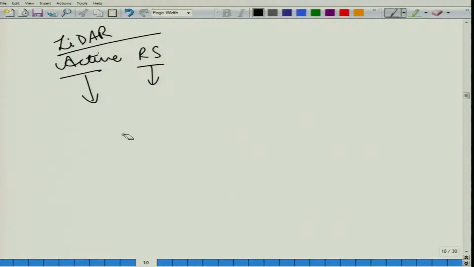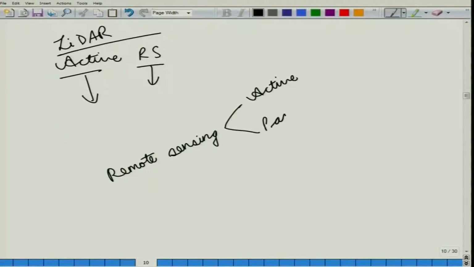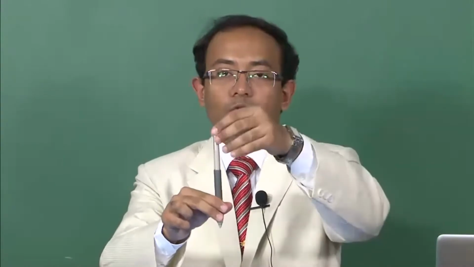So remote sensing is divided into two parts. You have active and you have passive remote sensing. Now passive remote sensing is something that we are doing every day. When we are using the energy of the sun or the energy of the ambient light sources and we are trying to get information about something. So when I am looking at this pen, I am using the energy of the ambience, and those light rays are getting reflected back to my eyes and I am getting information about this pen. So that is passive remote sensing.